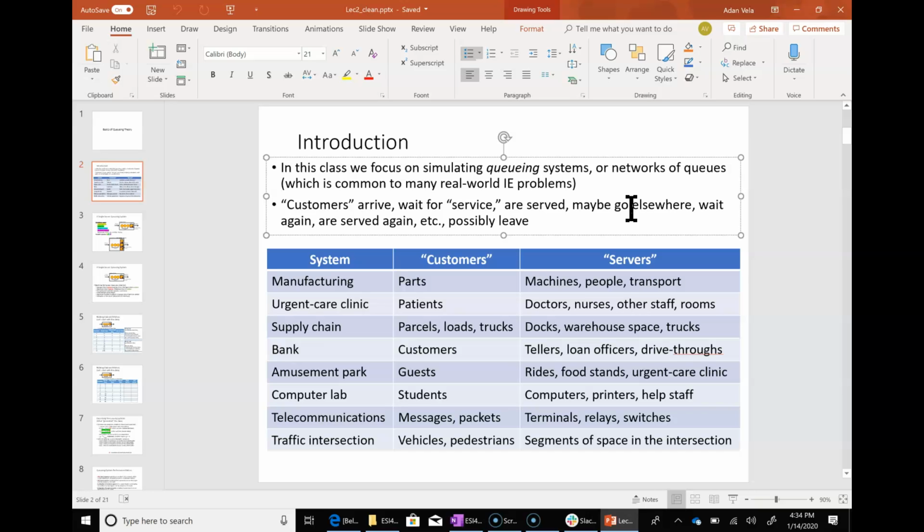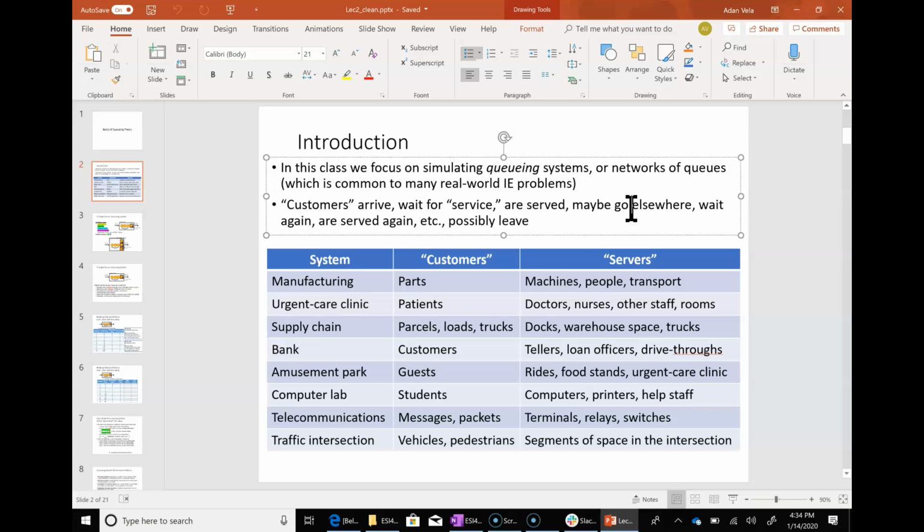So we can talk about amusement parks. We use queuing theory to figure out how long people wait in line for a particular ride. Or hospitals, a very big area, where we look at the flow of patients through an emergency room, whether that's check-in, triage, seeing a nurse, seeing a doctor, or getting your diagnostic tests run.